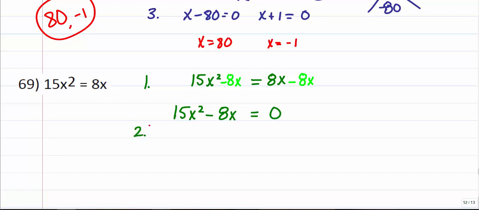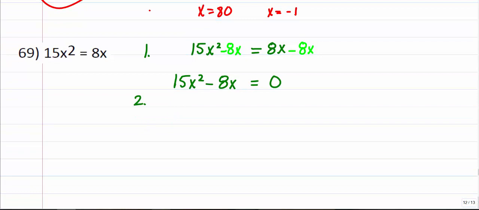So now that I've got it set to 0, now I have to think about factoring. Well, to factor this polynomial, there's only 2 terms. So I'm not going to be doing Diamond or Claudia's or anything like that. I'm going to first think about GCF. Is there a GCF here? And there is a GCF. And that GCF is just simply x. So if I divide out x from both of these, or factor out, then I would be left with 15x minus 8.